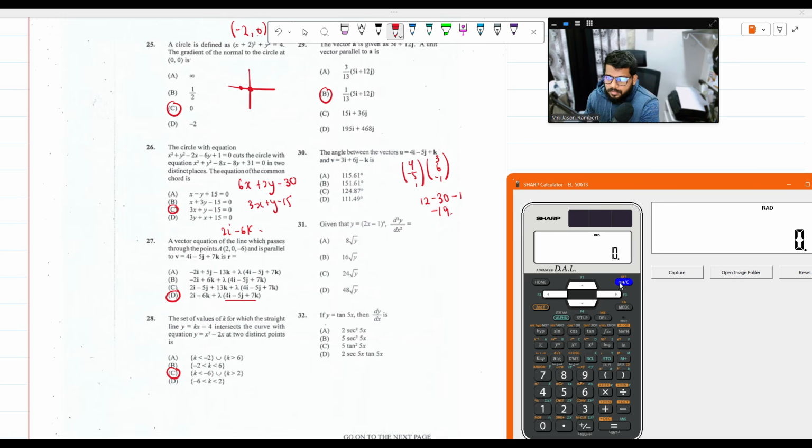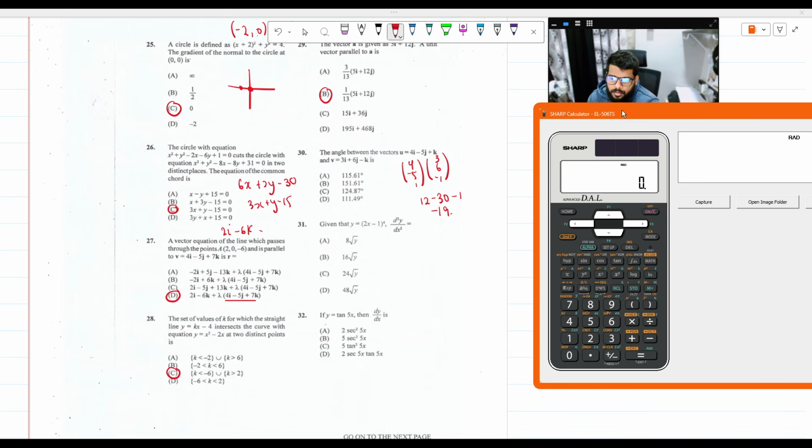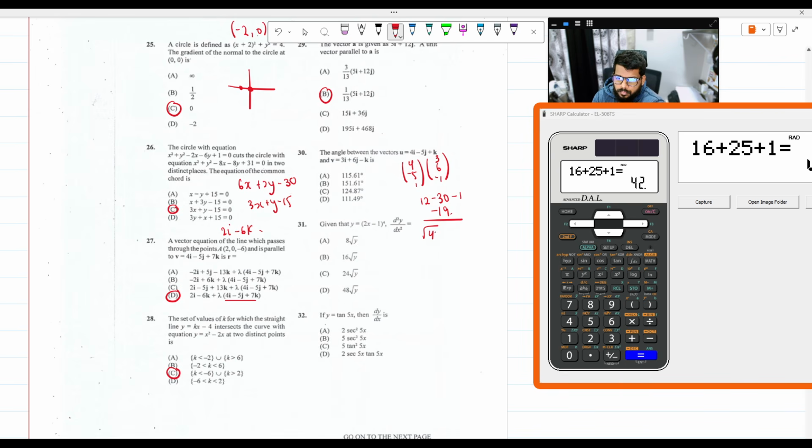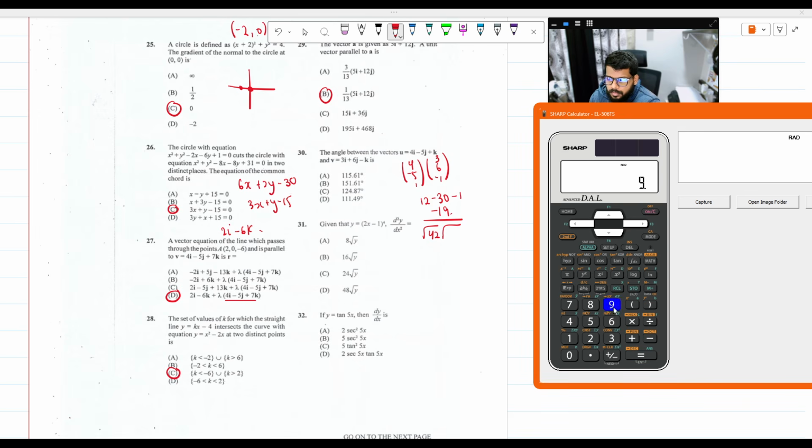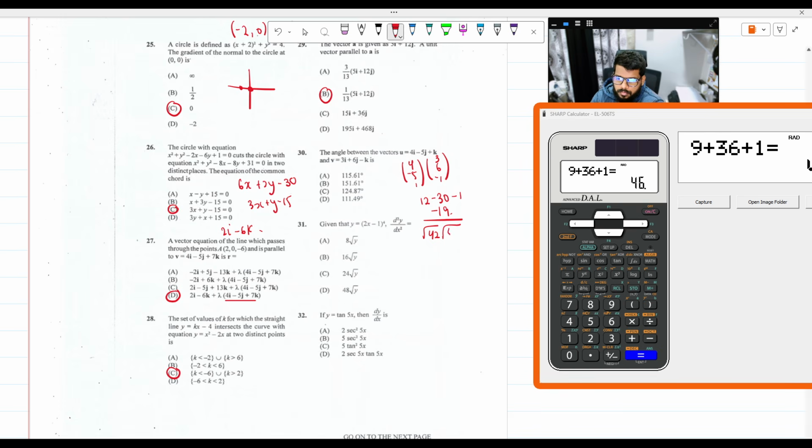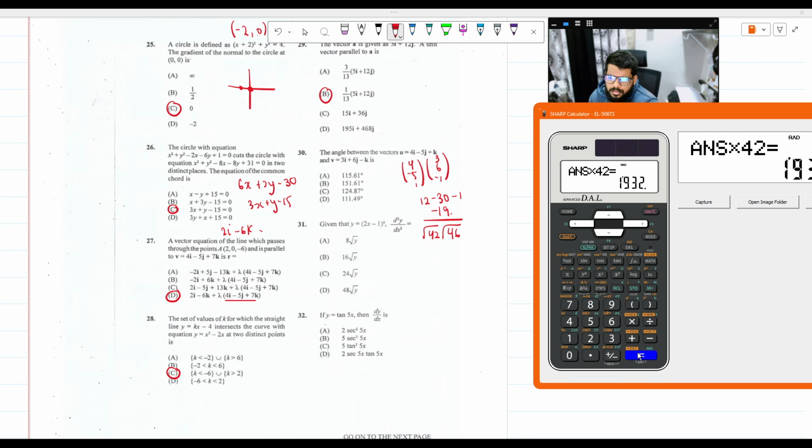The size of the vectors now, let me get in the mix, right? I'm going to get 4 squared plus 5 squared plus 1, which is 16 plus 25 plus 1, root 42. 9 plus 36 plus 1, root 46. So 46 by 42, I'm just making life a little bit easier. Minus 19 over root 1932. And it's cos inverse of this.